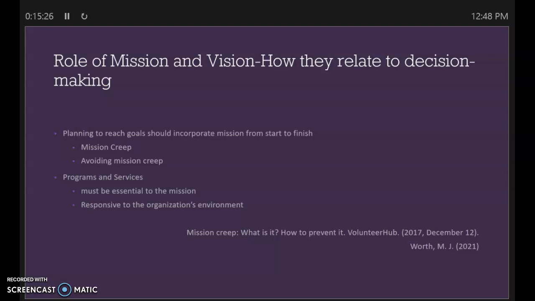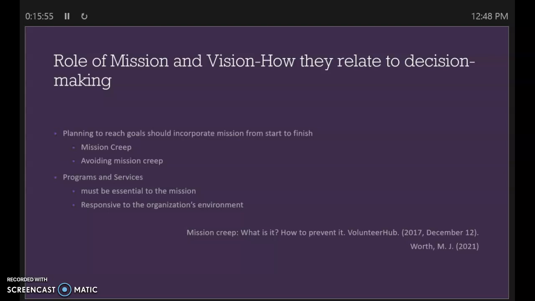Ways to avoid mission creep include creating clear processes for decision making when it comes to strategy and goal setting, making sure that everyone involved understands the mission, values, and goals at hand, and then ensuring that no one is making rash decisions that aren't well thought out. Above all, always guide decisions based on mission. And that goes for programs and services as well.